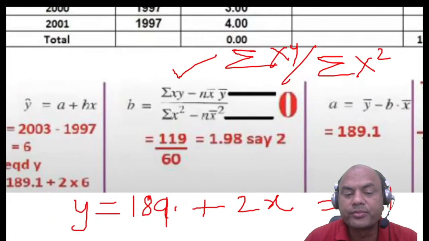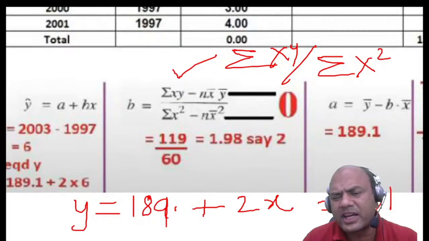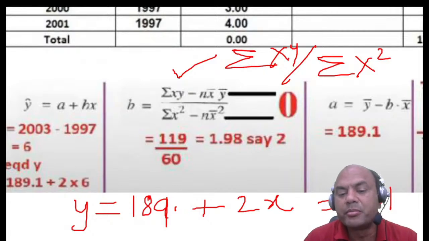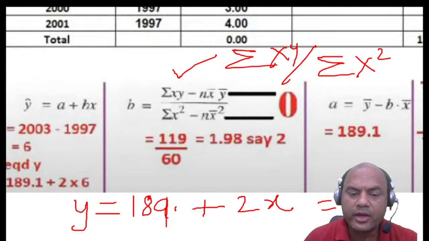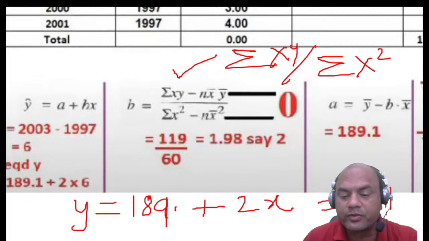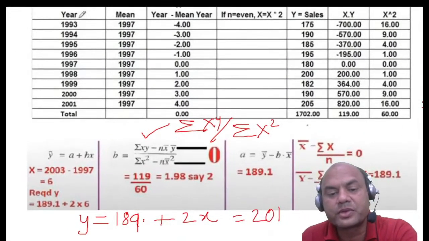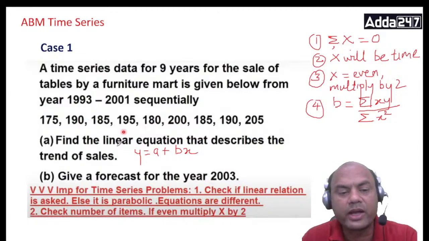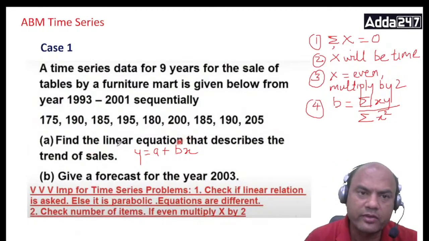y equals 189.1, or you can write simply 189 plus b x, 2x or 1.9x. The more accuracy you have, the more okay it is. So you've got the answer of the first question. What was the first question? First question was find a linear equation. So this is what you have got.